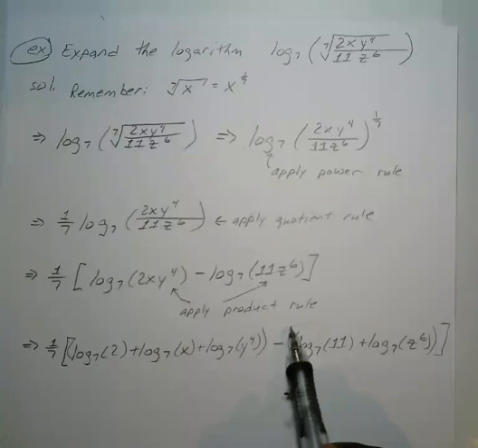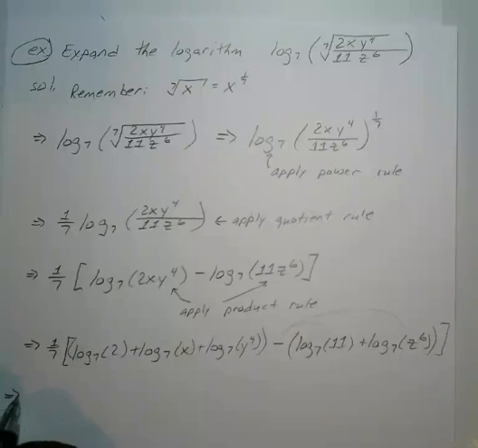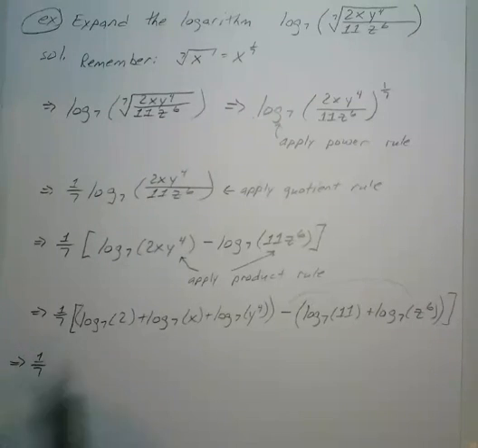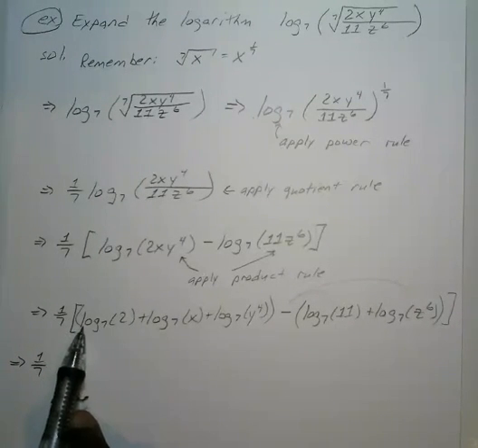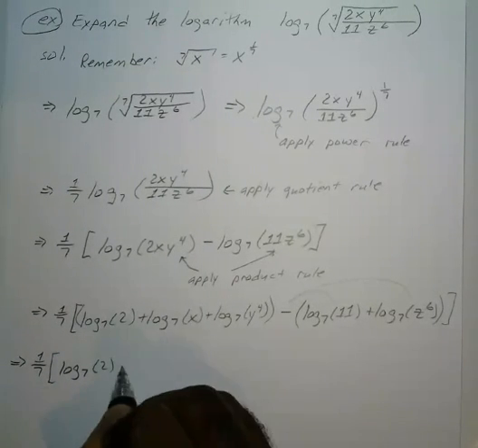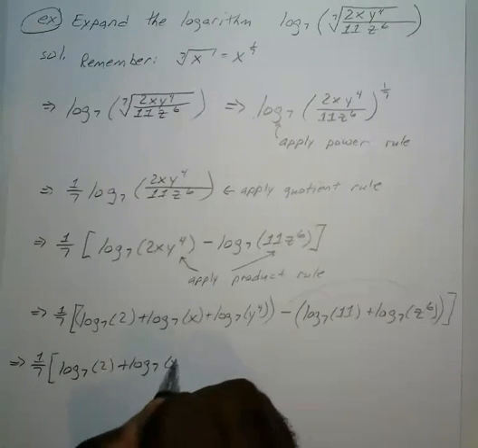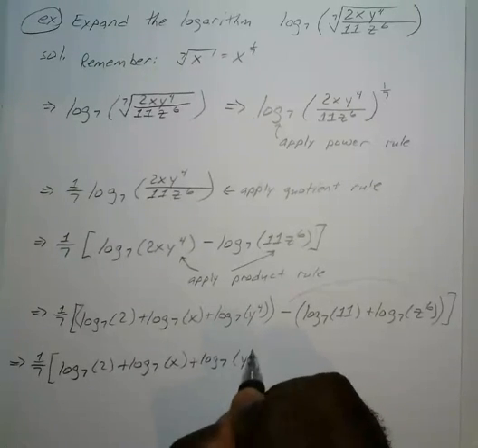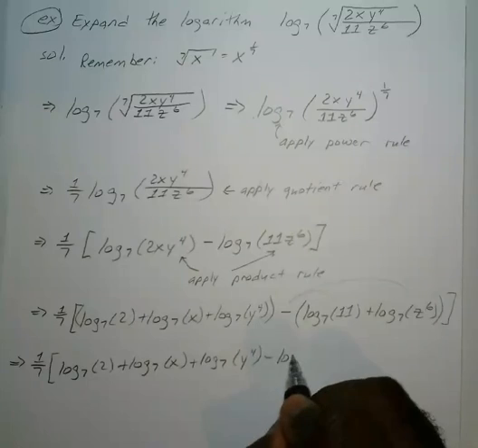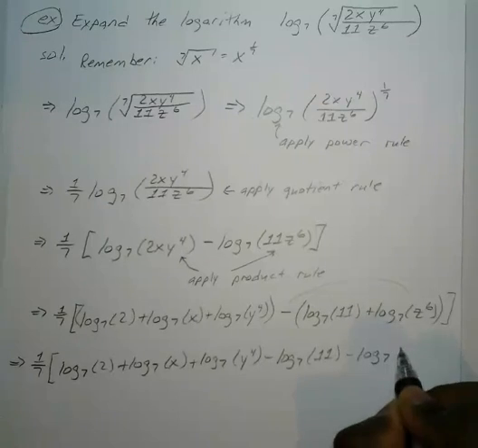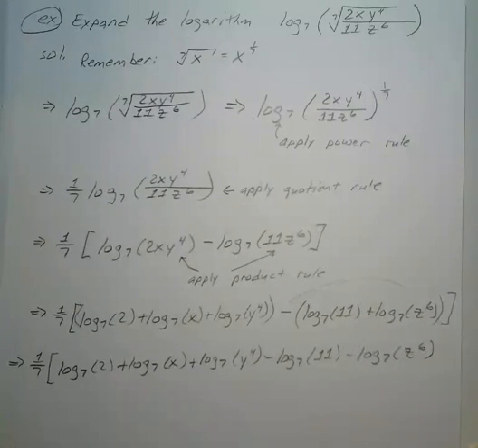Okay, so if we go ahead and distribute that minus, that's 1/7. This is positive, so we don't have to worry about distributing anything there. So we have log base 7 of 2 plus log base 7 of x plus log base 7 of y to the 4th power minus log base 7 of 11 minus log base 7 of z to the 6th power. All right.